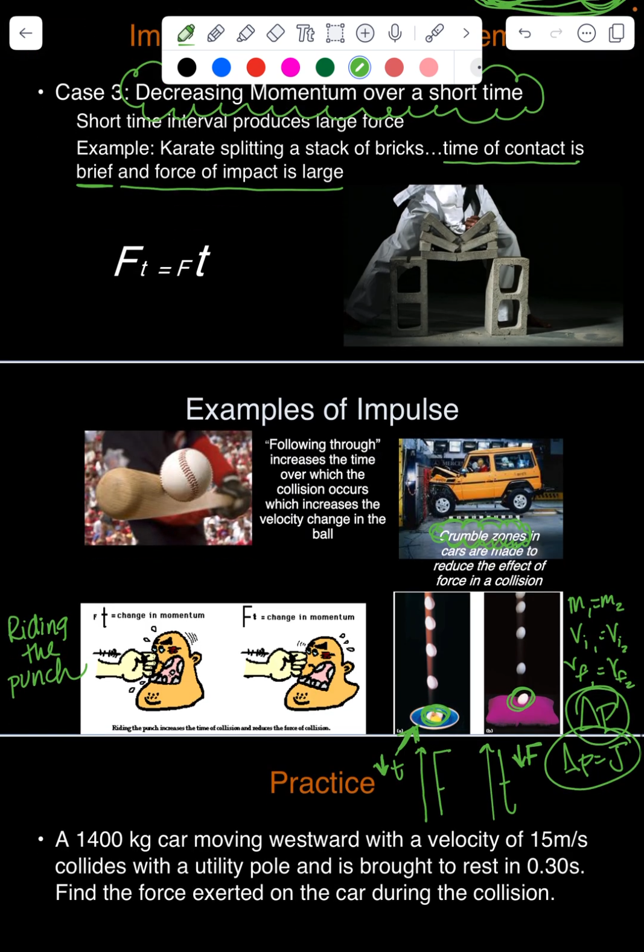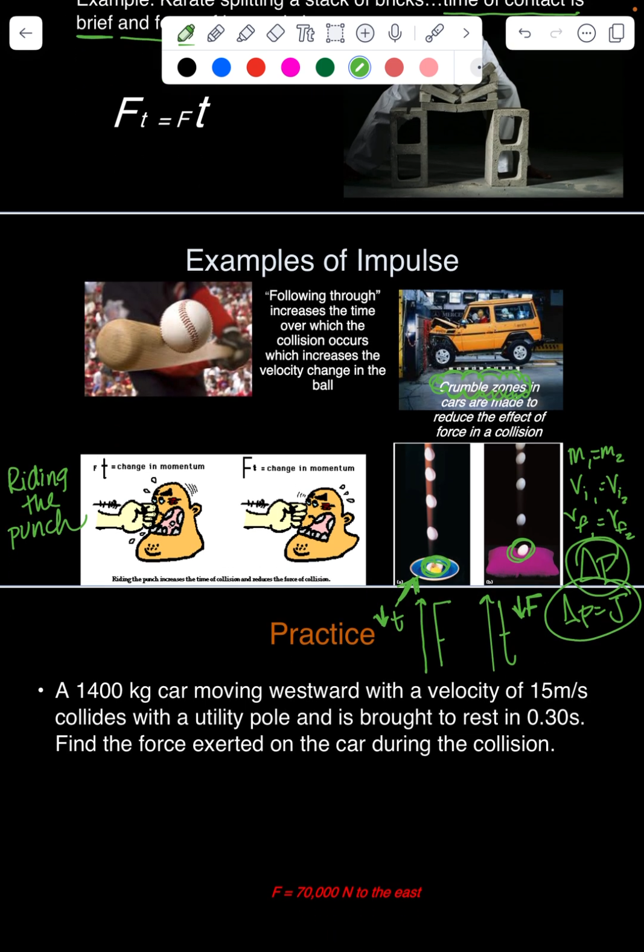All right, we're almost done. Let's look at this next practice. All right, so we have a 1,400 kilogram car moving westward with a velocity of 15 meters per second that unfortunately collides with a utility pole and is brought to rest in 0.3 seconds. I want to find the force that is exerted by that utility pole on the car during the collision.